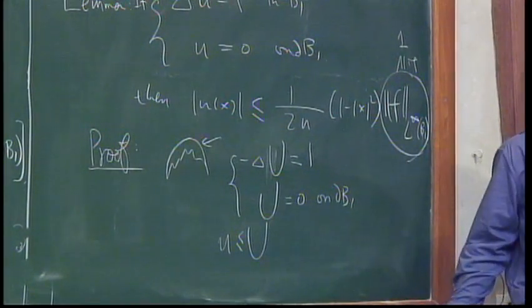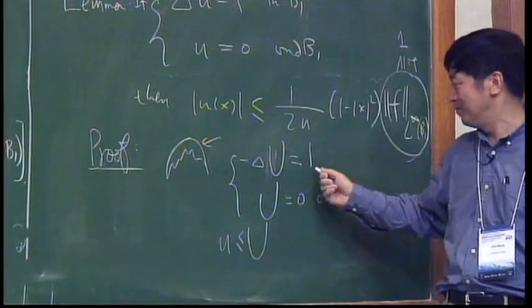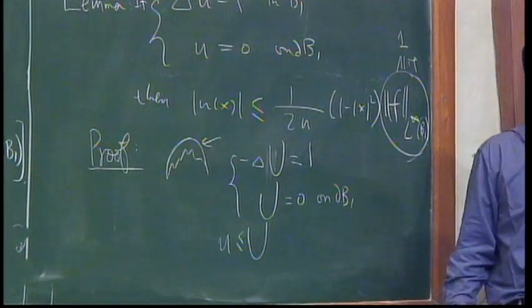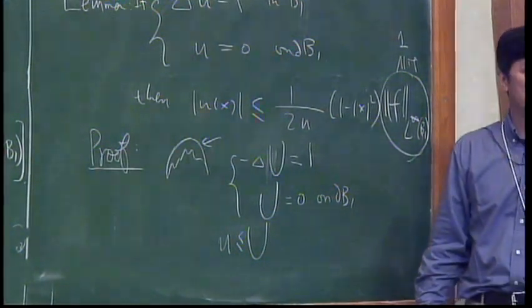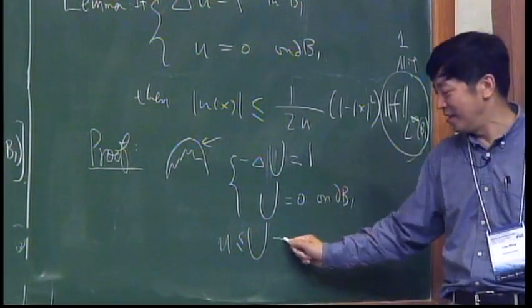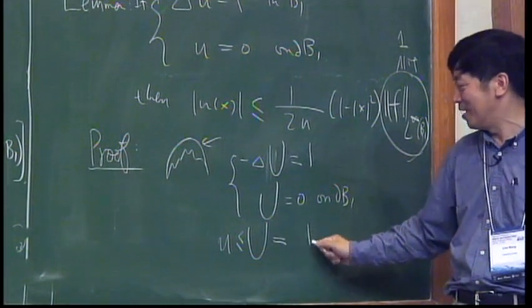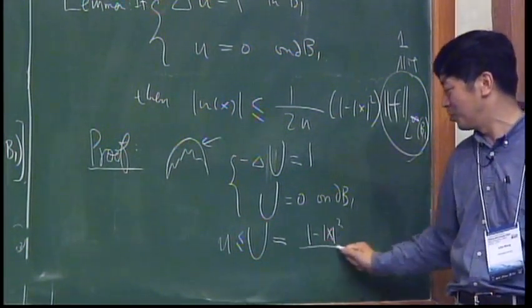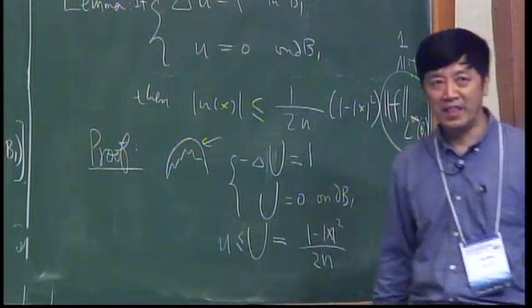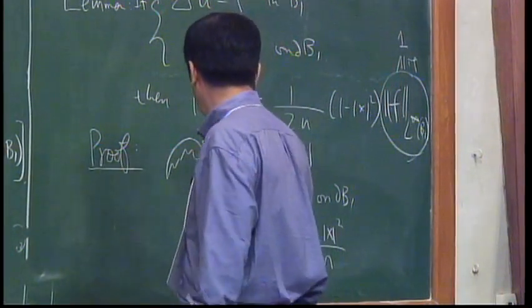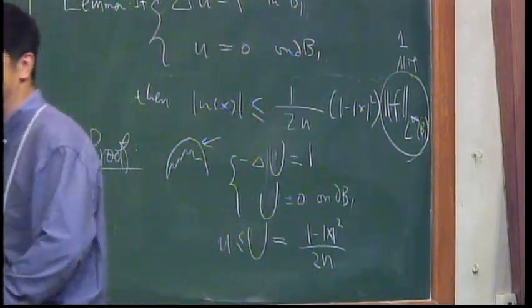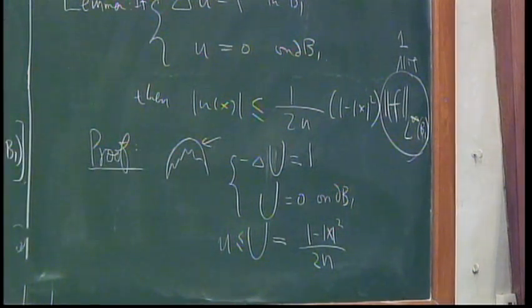Clear? But this U is really symmetric. If you want, you can write it down, and you can make a guess. It's 1 minus |x| squared over 2n. And that's the proof. And of course, you can turn the picture the other way around. It's less than or equal to that. So that estimates the influence of f directly on the L infinity norm of u.